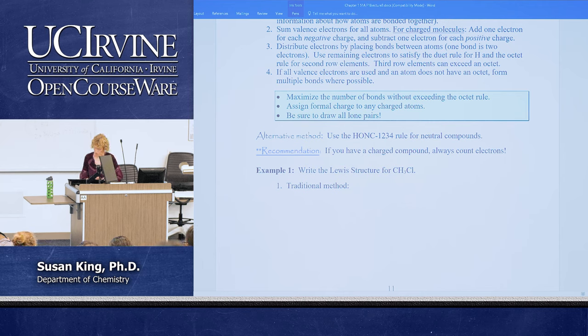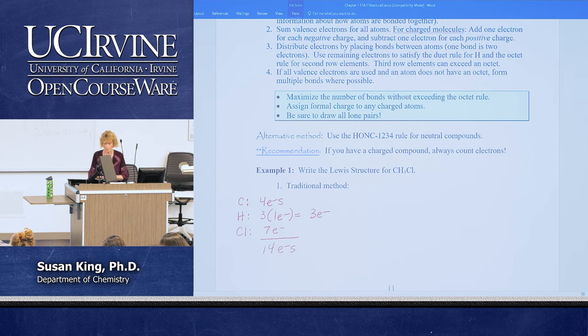Here, let's write the Lewis structure for CH3Cl. Okay, I'm going to add up electrons first. Carbon has 4 electrons. How many hydrogens are there? We have 3 hydrogens, so 3 times 1 electron. So that's 3 electrons. And chlorine has 7. If we add that all up, we get 14 electrons total.